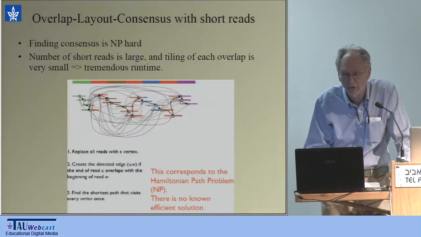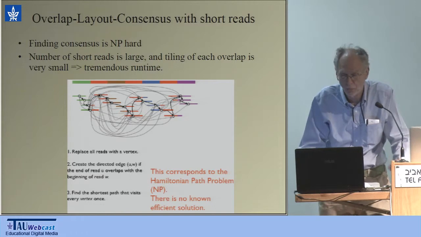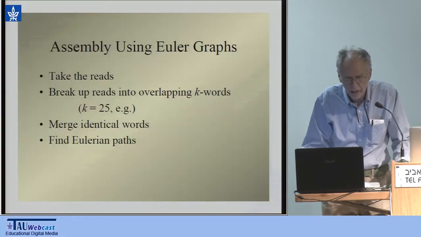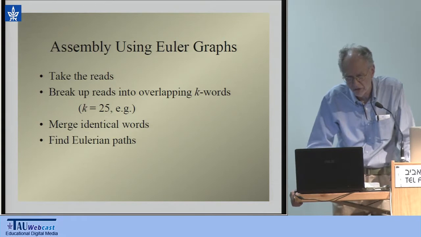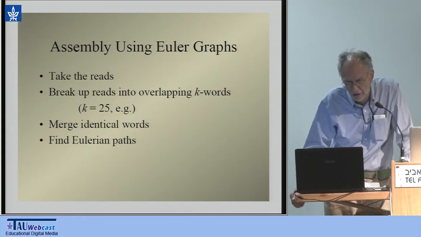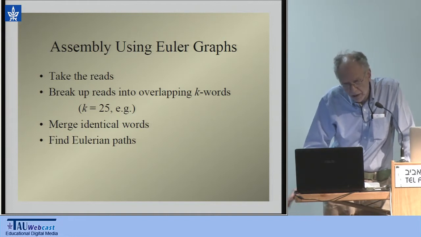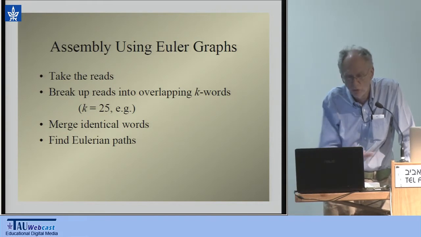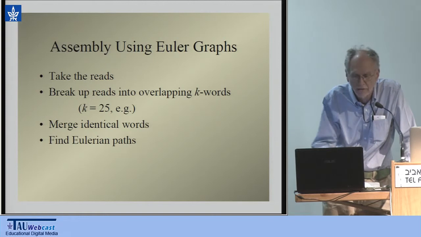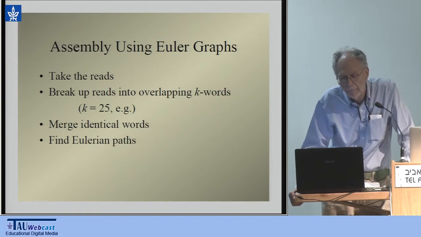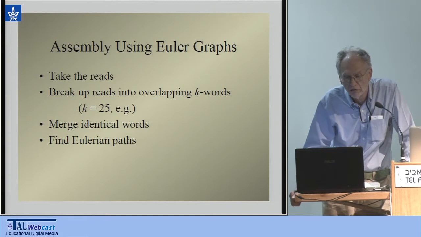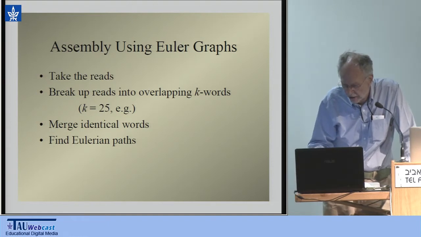So what happens to assembly? The old methods just didn't work anymore. And as Ron mentioned, I was lucky enough to stumble onto this Eulerian graph, de Bruijn approach. And I won't go into any details, but you take the reads and you do something very unintuitive. You look at all of the overlapping, say, 25-letter words in the reads. You merge the identical words from the different reads, and you make those words the edges of a graph, which makes it a Eulerian path.